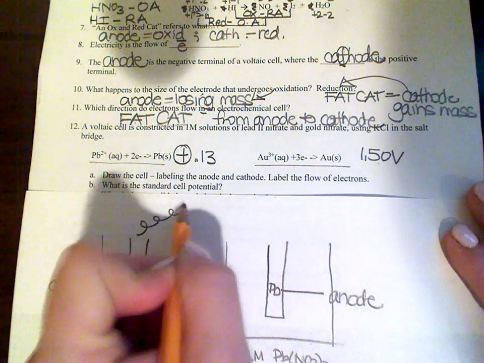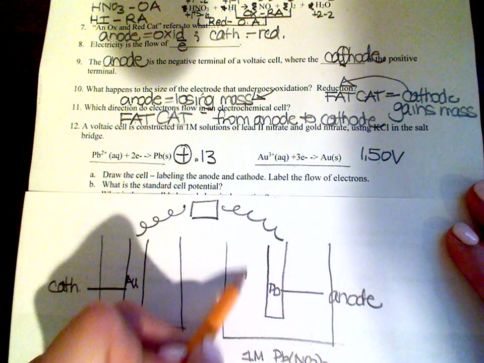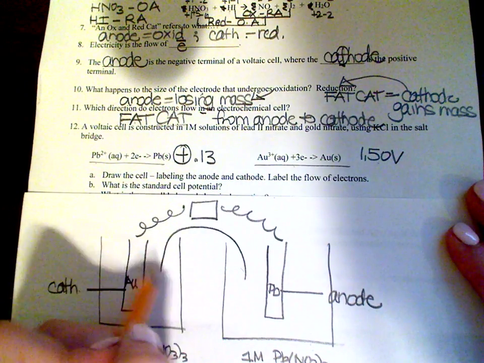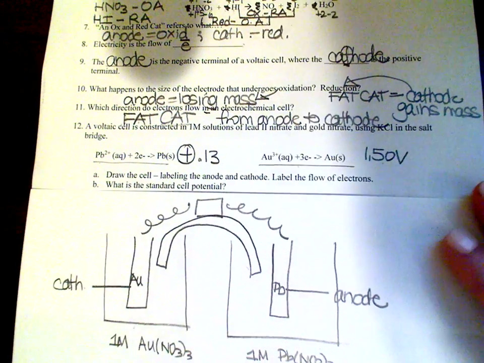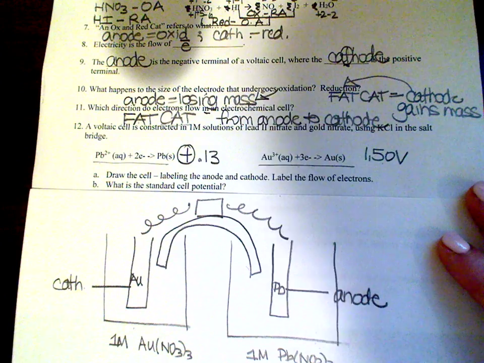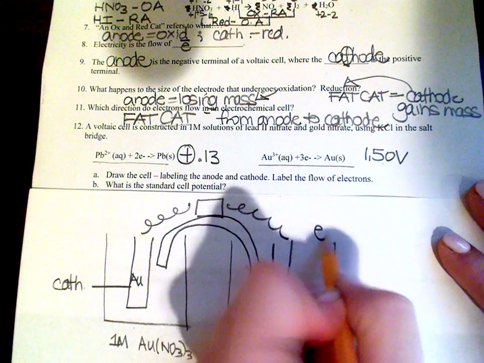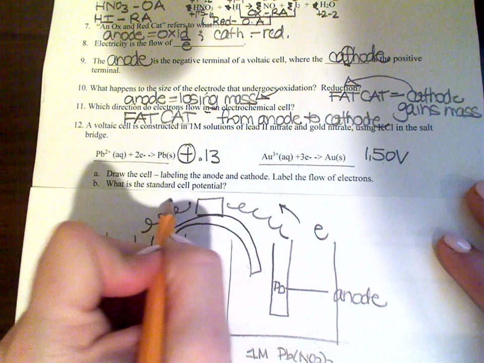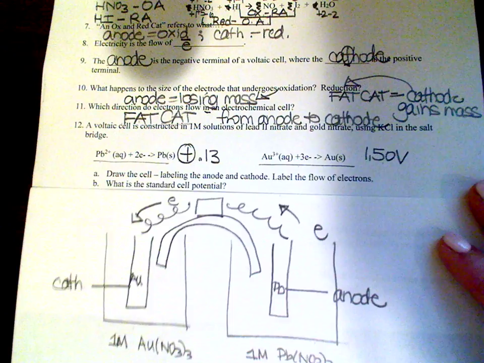So here's my wire, and here would be my salt bridge. So basically the flow of electrons goes across the wire, because remember metals are good conductors, and they flow from the anode to the cathode. So that means my electrons are flowing on the wire this way from the anode to the cathode.